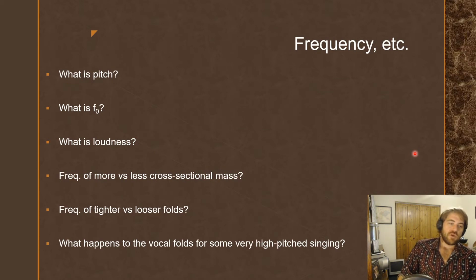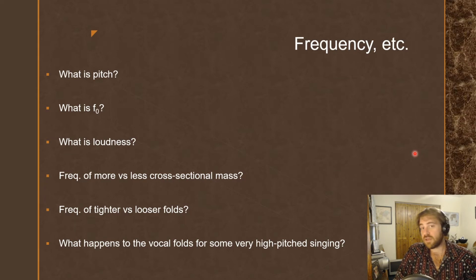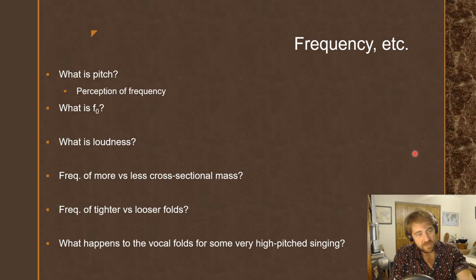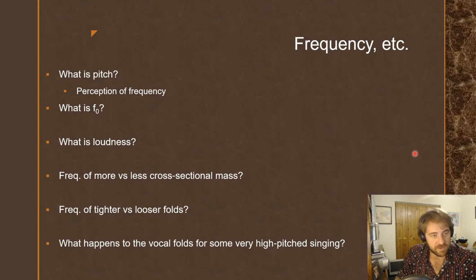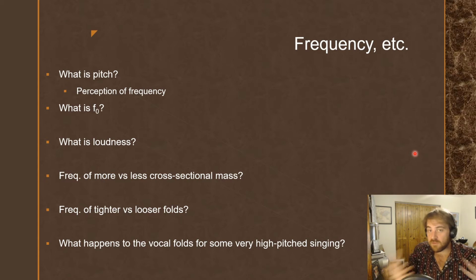Okay, so let's talk about frequency and stuff. What is pitch? No, that's wrong. It's the perception of frequency. I don't know if you got it right or wrong, I'm just going to make up a story in my mind. Pitch is the perception of frequency. It's what we experience. So there is a frequency.